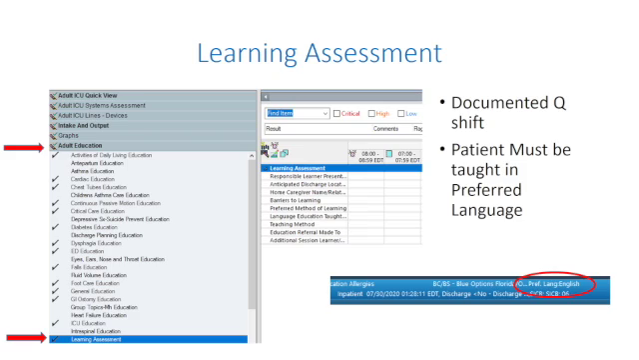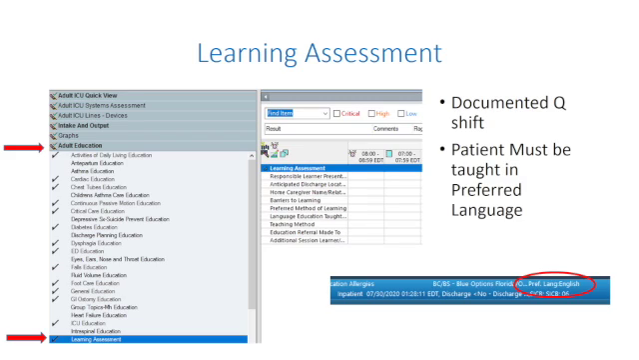So the learning assessment also is documented Q shift. This area is often neglected or skipped over, but please don't. Education is a huge focus of our accreditation agencies like Joint Commission. Also very important for legal and liability purposes.